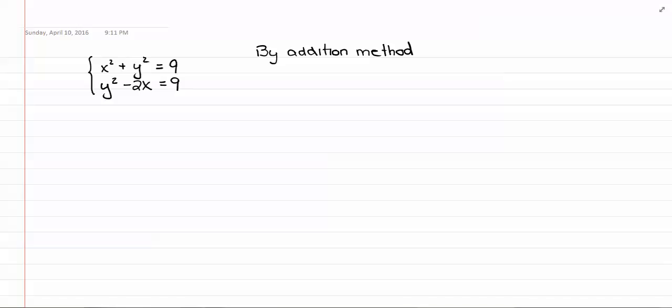To solve this equation by the addition method, you'll need to line up the variable that's the same. So in this case, you're going to need to move the y squared over, but you've got to watch in that second equation when you move the y squared over that the negative still stays with the 2x.